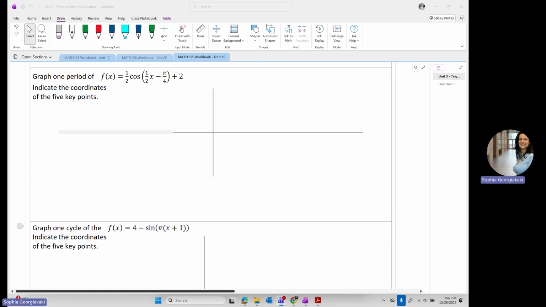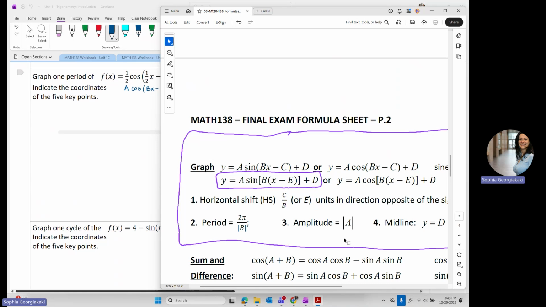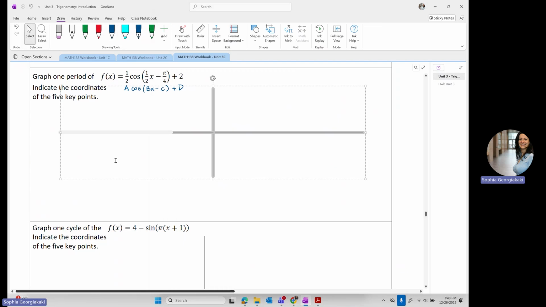So we have the expression f of x equals a cosine of bx minus c, plus d. I have identified that from my formula packet, the equation that I am looking at is the one at the top. I need the values of a, b, c, and d so that I can use the summary from my formula packet to identify characteristics of this graph.